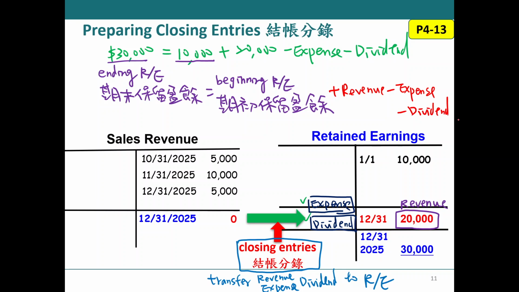Okay? So when I want to know our retained earnings, the final number, don't forget, it is beginning retained earnings plus revenues minus expenses minus dividends. Okay?